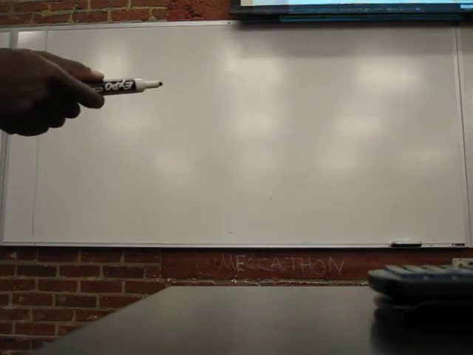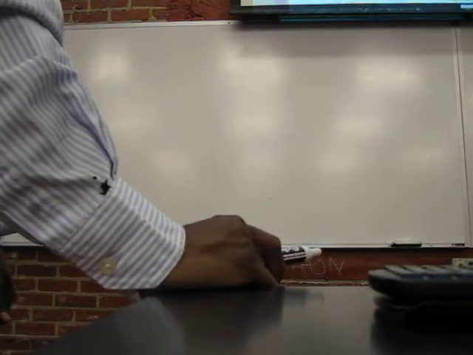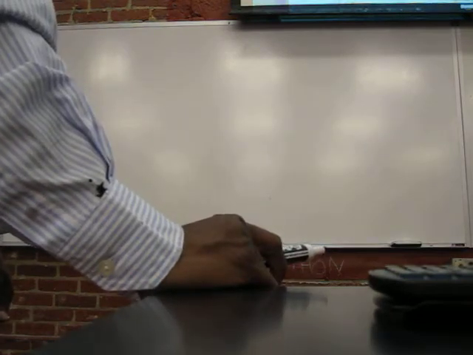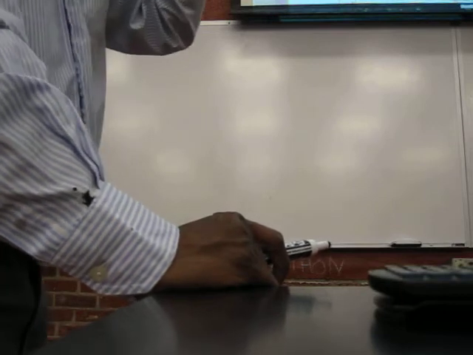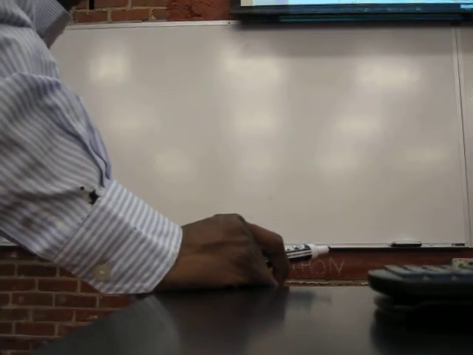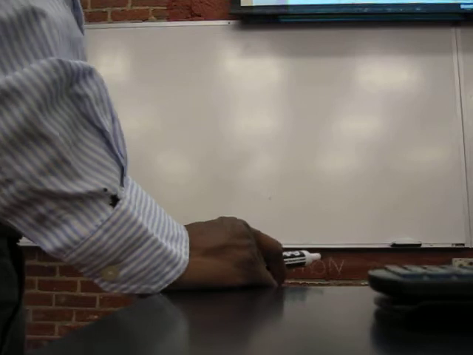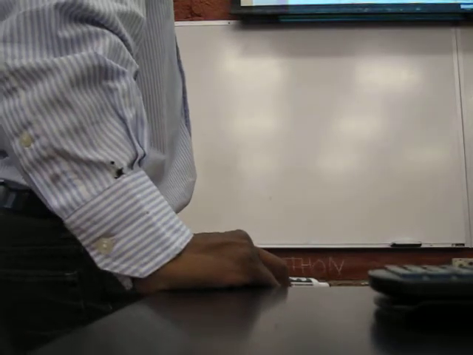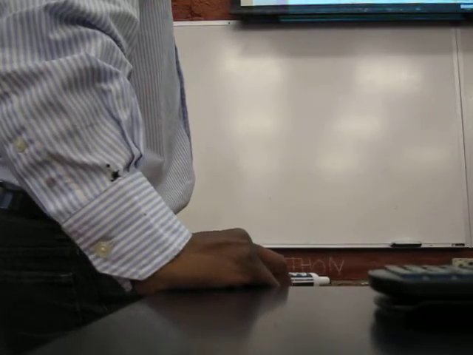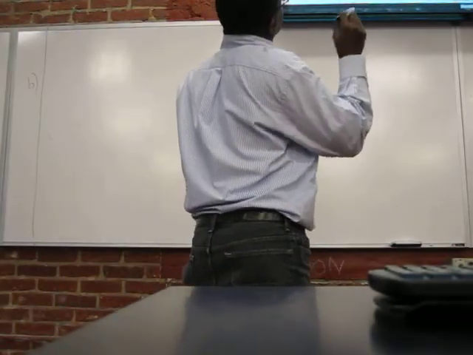Okay, there are two postulates for special relativity. One is that the laws of physics remain the same in all inertial reference frames. And the other one is that the speed of light is the same in two inertial frames of reference. What do I mean by that?